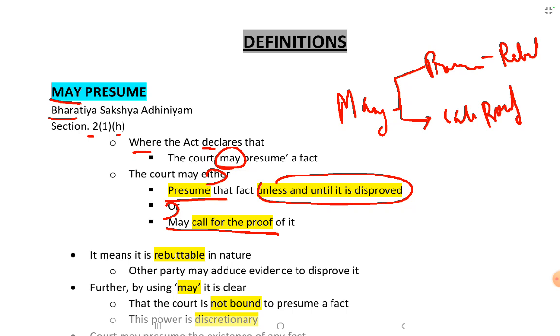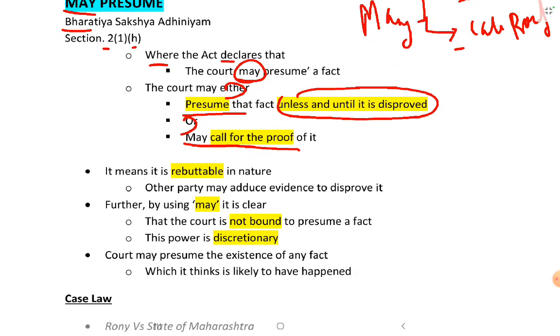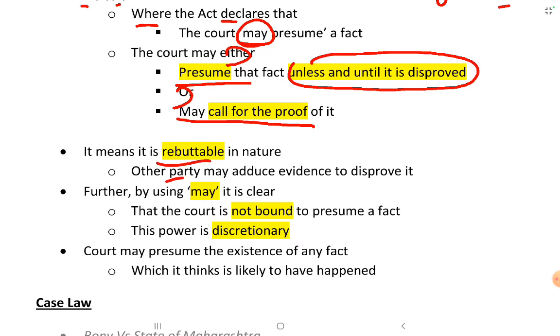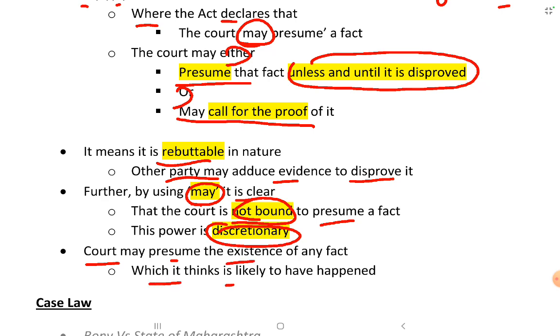So here the court has the discretion to presume or call for proof of it. When it presumes until and unless it is disproved, that is until and unless it is rebutted, evidence is given against it. It means it is rebuttable in nature. The other party may adduce evidence to disprove it. Further, by using may, it is clear that the court is not bound to presume a fact. This power is discretionary. The court has the choice. The court may presume the existence of any fact which it thinks is likely to have happened.